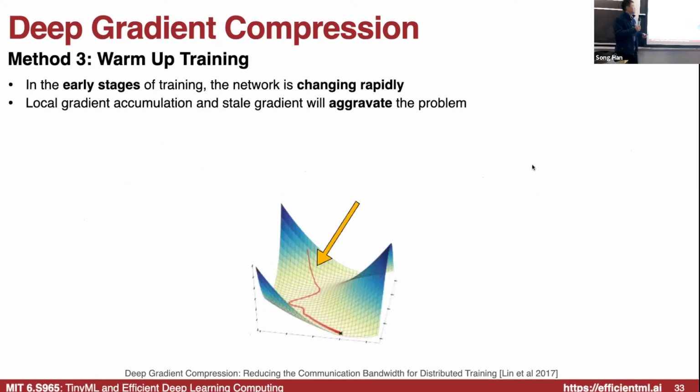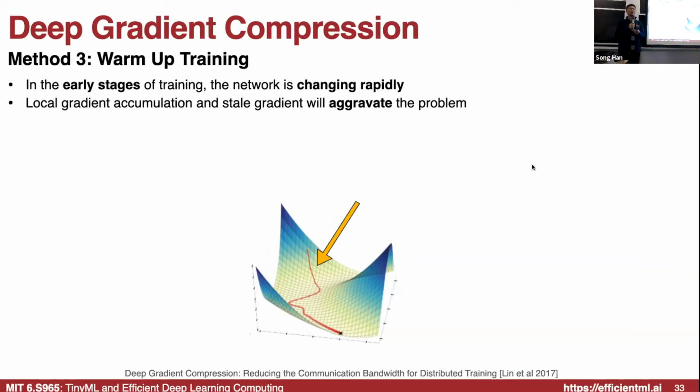Okay, so the next method is the warm-up training. In the early stage, we find there's very drastic change of the weight. The gradient magnitude could vary a lot from gradient to gradient. So the local gradient accumulation will lead to something called staleness. So you're going to have a stale gradient, which has been accumulated from a couple of iterations ago. It's not a new gradient. So it will make the problem worse since the training changes so rapidly.